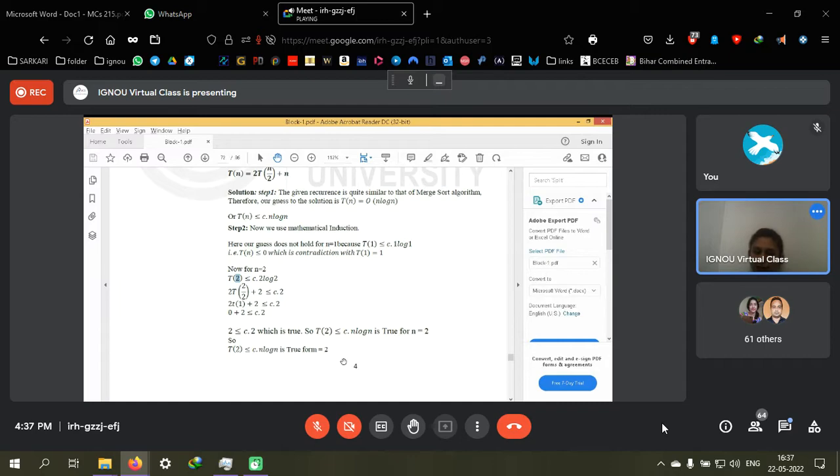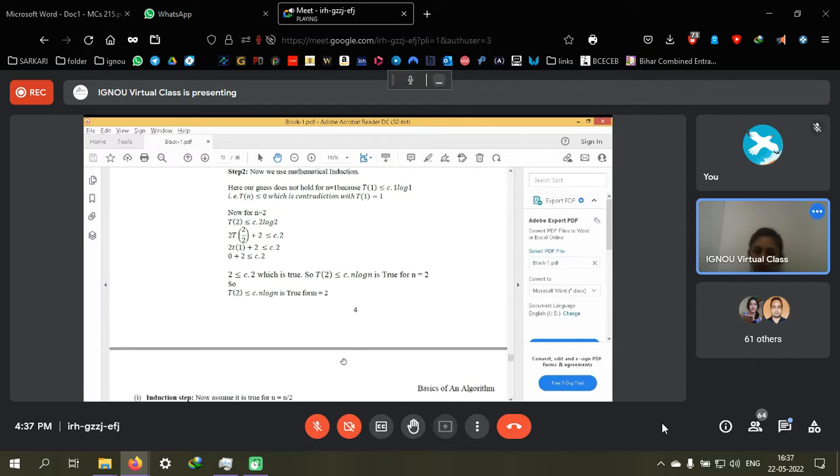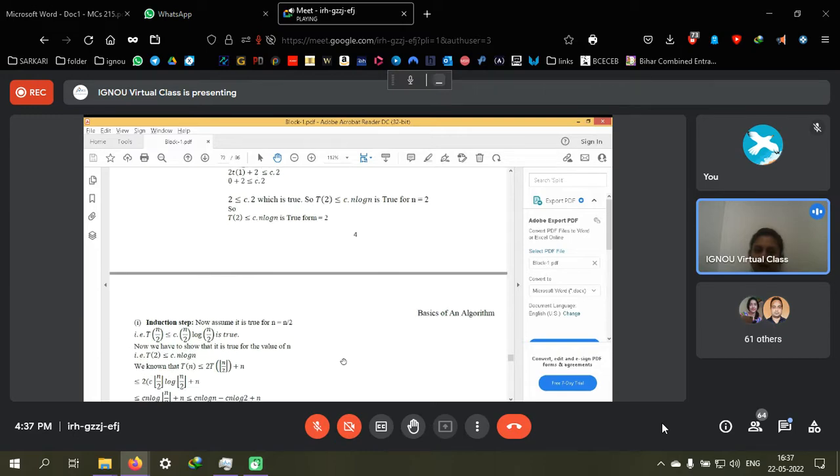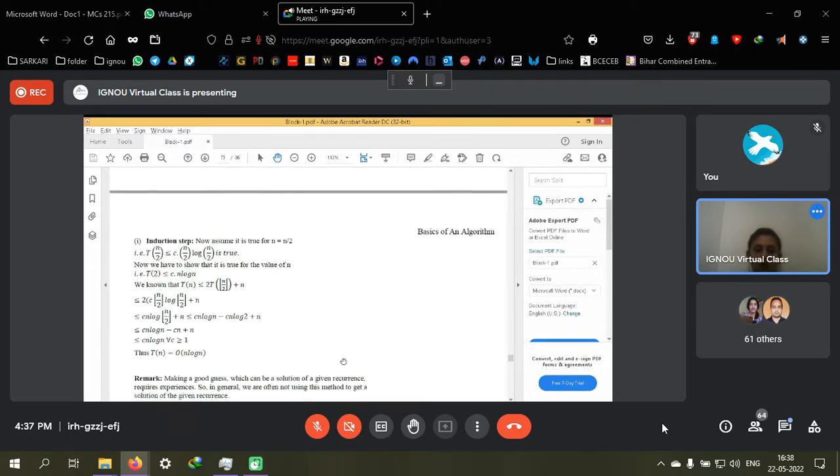Now for the next step, we have to consider n is equal to n divided by 2. So here we have a value Tn is less than or equal to Cgn, and the gn value is n log n. So in place of n, we have to write n divided by 2. So here is n divided by 2. Right? So here we will solve this problem.